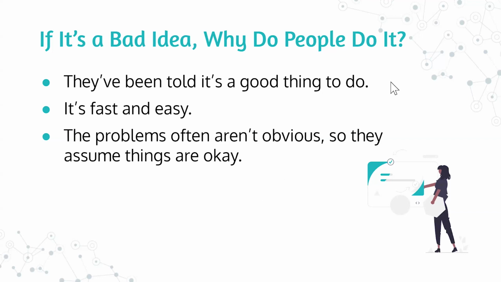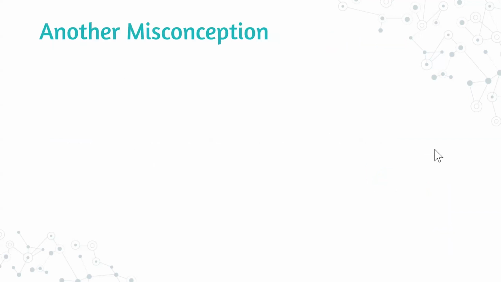So, what are some of the reasons that might lure people into doing this type of thing? Well, sometimes they've been told that it's a good thing to do, like the example I mentioned, where the woman had attended a class where the person encouraged people to just use a census record and enter everybody on the page. So she was told it was good, and she did it in good faith, thinking she was doing a good thing. It's fast and easy because you've only got one source, you don't have to do research, and the problems are often not obvious.